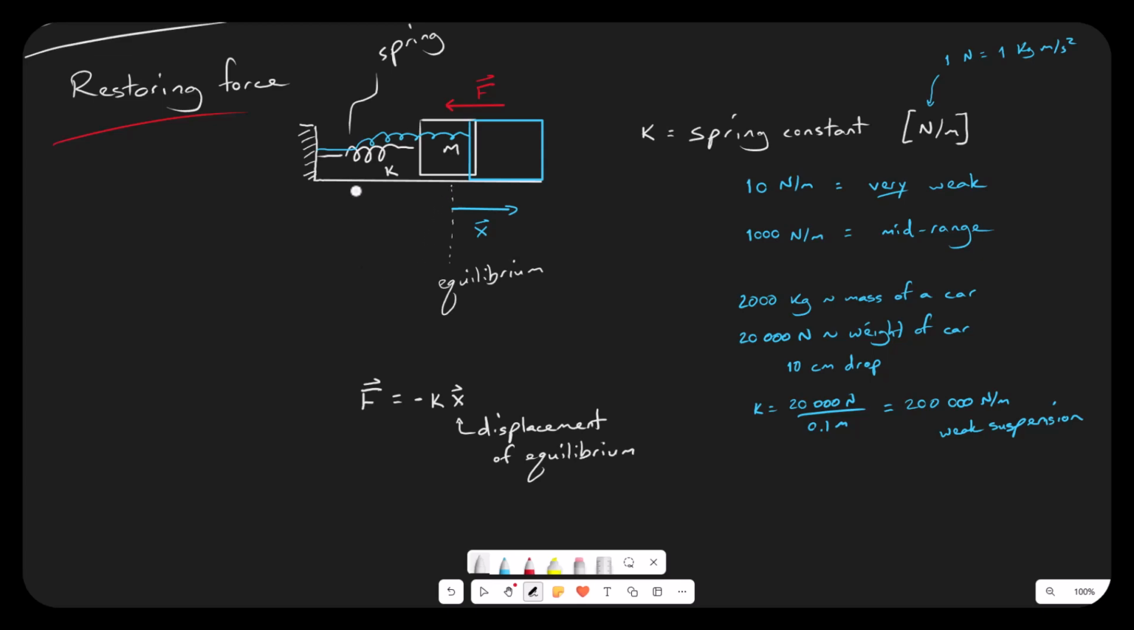If I compress, so a displacement in the negative x direction, then this minus sign assures me that my force is going to point back toward equilibrium. This minus sign is what makes this a restoring force. It just means that my F and my displacement are necessarily in opposite directions because my spring constant will always be a positive number.